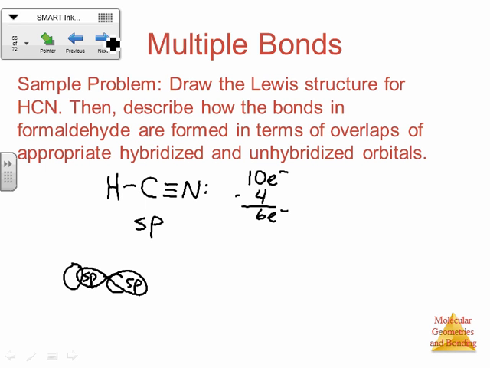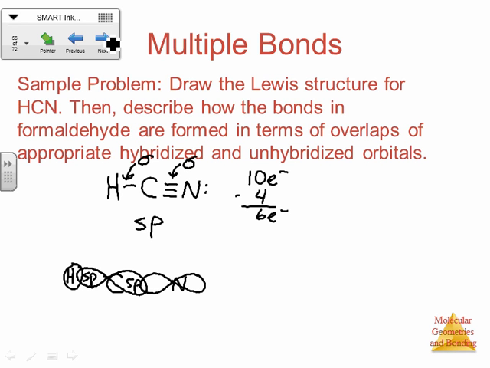And one of them is sigma bonded to a hydrogen, and the other one is sigma bonded to one of the nitrogen's p orbitals. So I've got my nitrogen over here. And again, I'm just very bad at drawing these things, okay? And so there's your overlap, there's your sigma bonds, okay? So we've got one sigma bond right here, and then we've got one sigma bond forming right here.